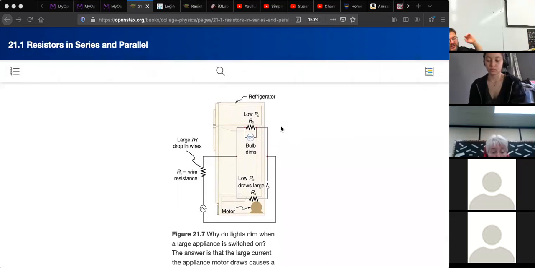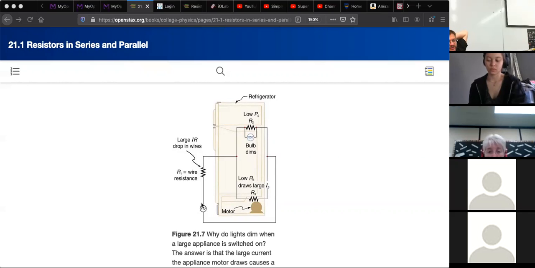Here they show a practical diagram of resistors in a refrigerator. And a refrigerator is powered by an AC current, which, instead of using the dashes of different lengths like we do for a DC current, you use a circle with a little sine wave in it. And that's to show that the current is actually going back and forth from one direction to another direction.